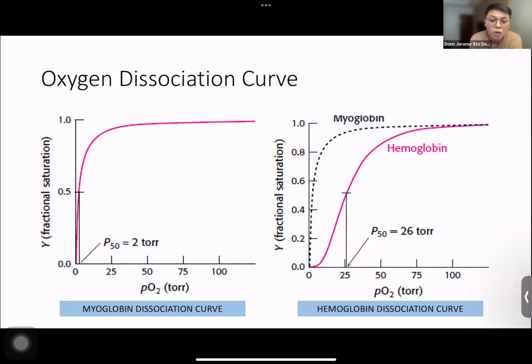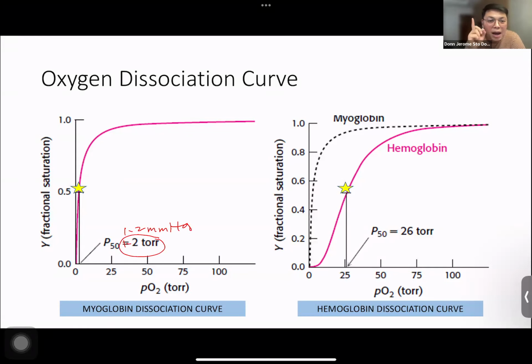Okay, so on your left is your myoglobin dissociation curve. What can you notice? It rises sharply, di ba? It rises sharply and then levels off, resembling a hyperbolic curve. Di ba? Parang hyperbolic yung shape niya. The P50, which reflects the binding sites of your myoglobin being 50% saturated, is relatively low, mababa, 1 to 2 millimeter mercury or 1 to 2 torr.